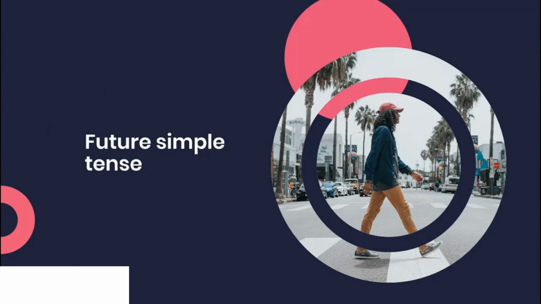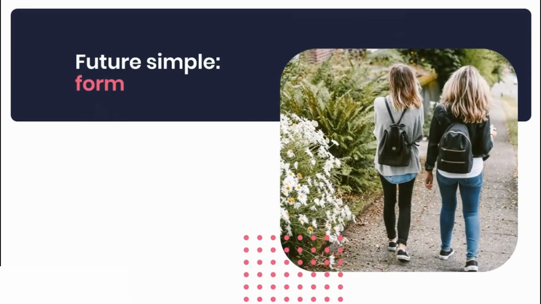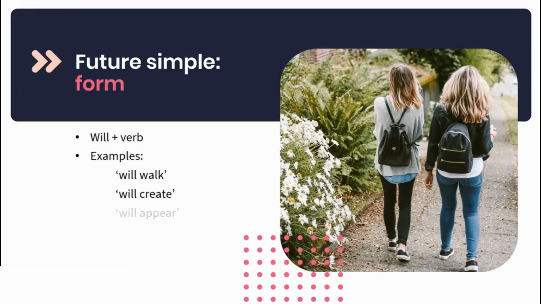The next type of simple tense is future simple tense. The form of future simple tense is simply the word will plus the verb in its simplest form. Some examples are will walk, will create, will appear, and so on.